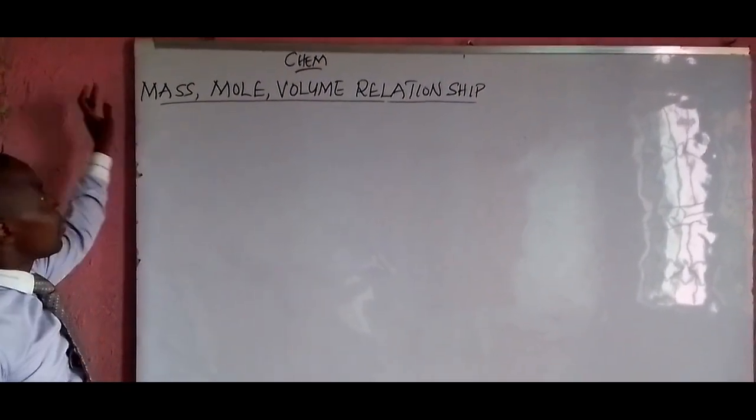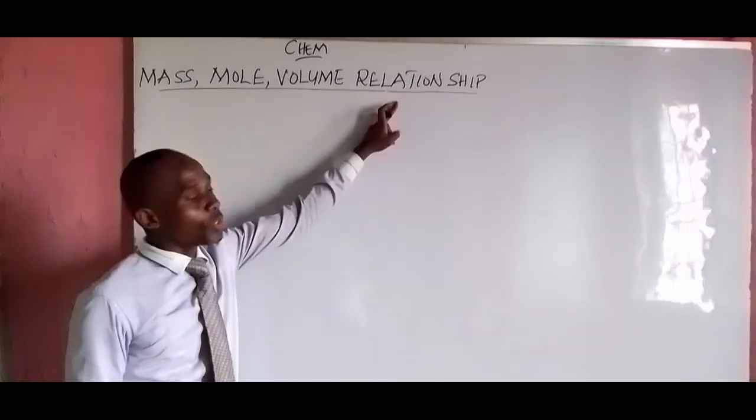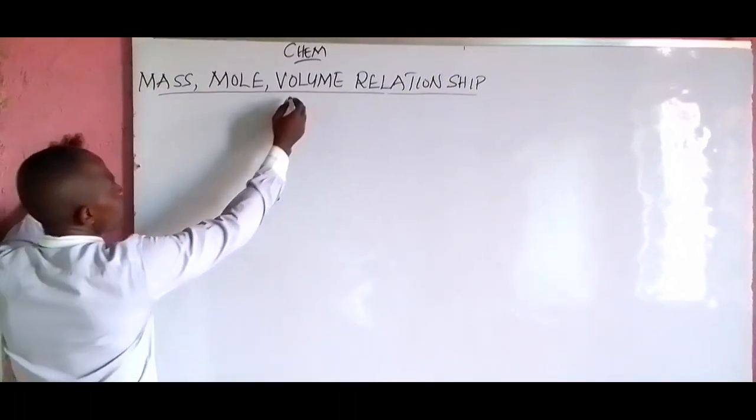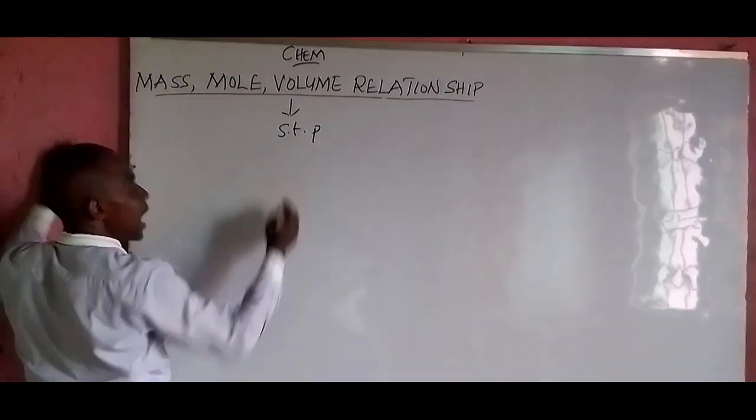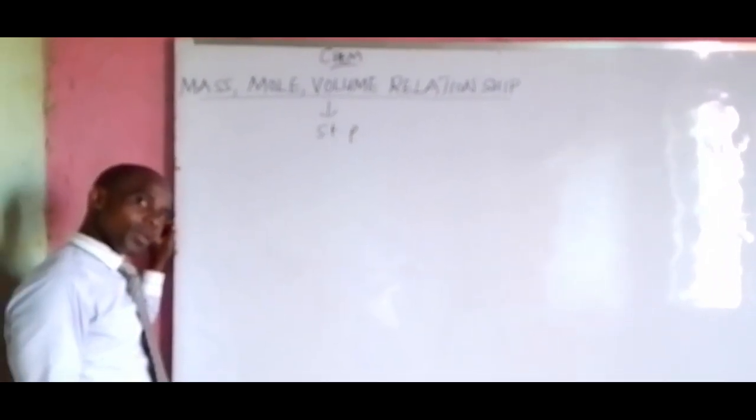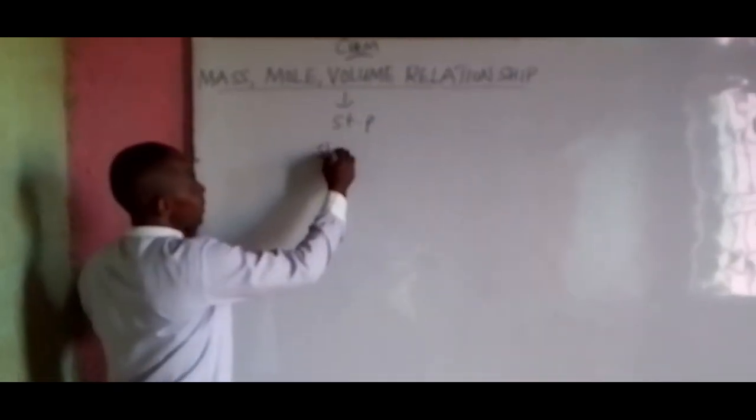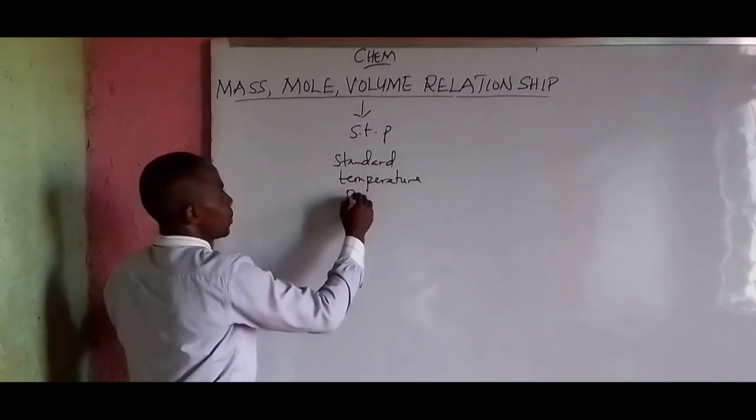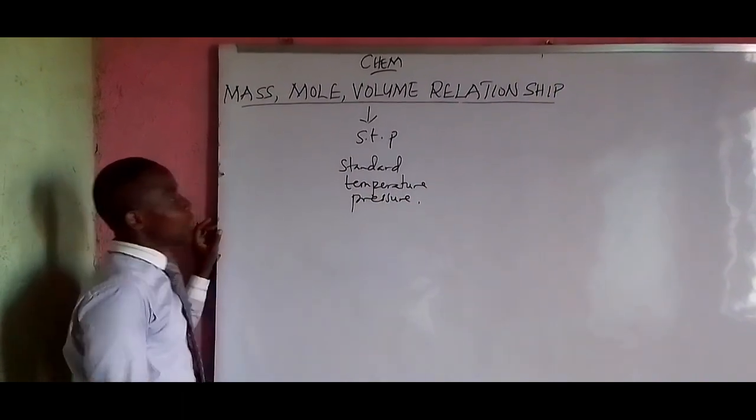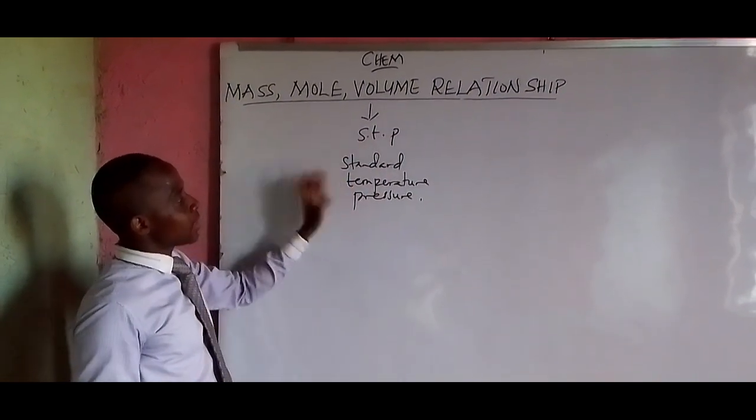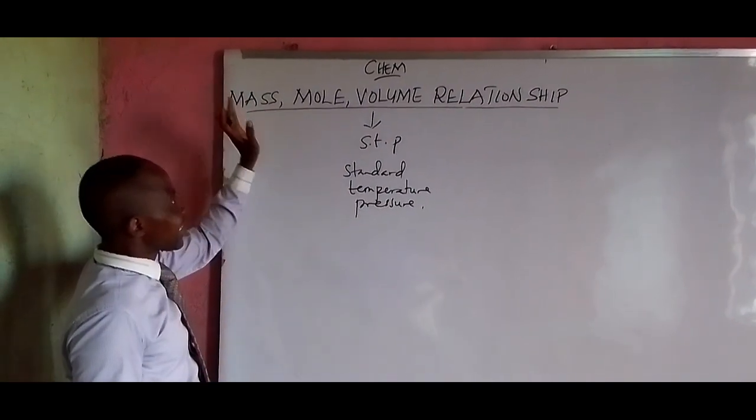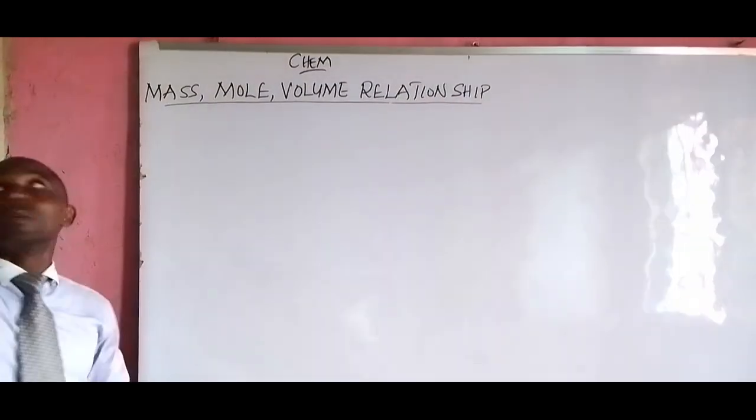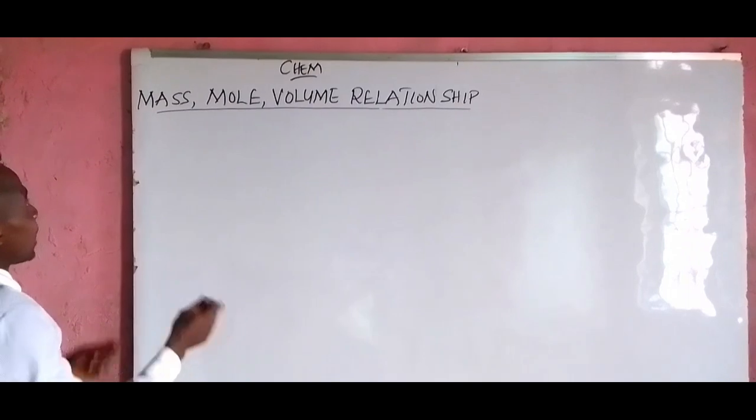Let's look at chemistry: the mass, mole, volume relationship. The volume we are going to look at today is at S.T.P. S.T.P. Volume at what? S.T.P. I want to ask you, what is the full meaning of S.T.P? Do you know? It is standard temperature and what? Pressure. So S.T.P. is standard temperature and pressure. So we are going to look at the mass, mole, volume relationship. Alright? Volume and mass mole relationship.